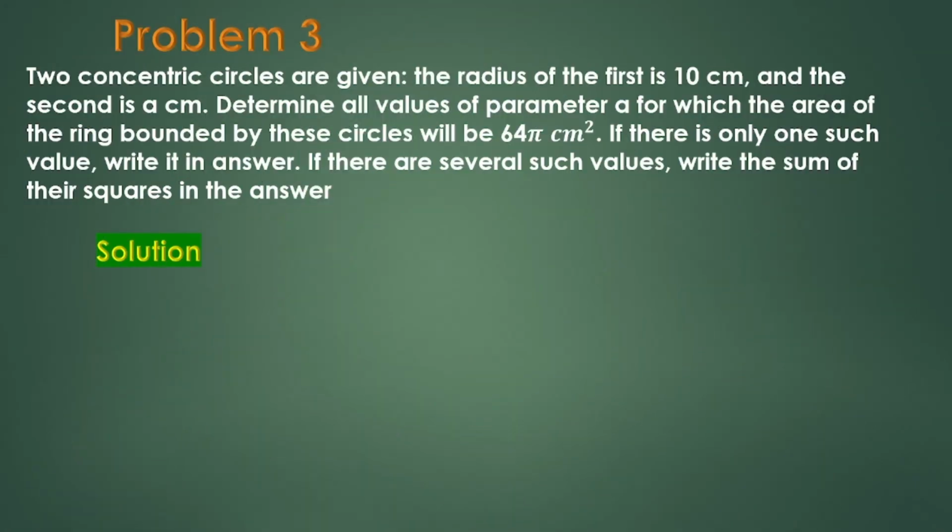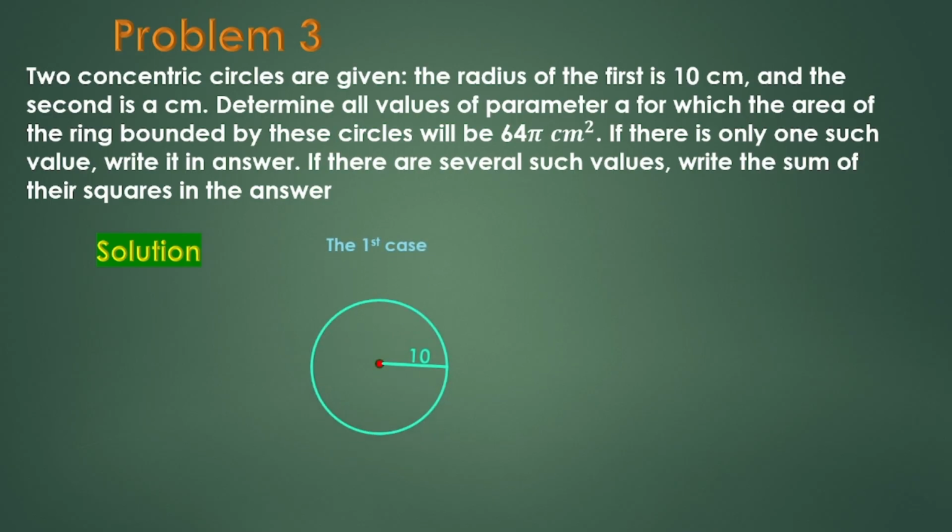Problem 3. Two concentric circles are given. The radius of the first is 10 centimeters and the second is a centimeters. Determine all values of parameter a for which the area of the ring bounded by these circles will be 64 pi centimeters squared. If there is only one such value, write it in the answer. If there are several such values, then write the sum of their squares in the answer.